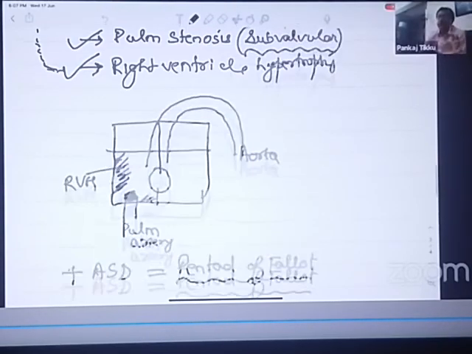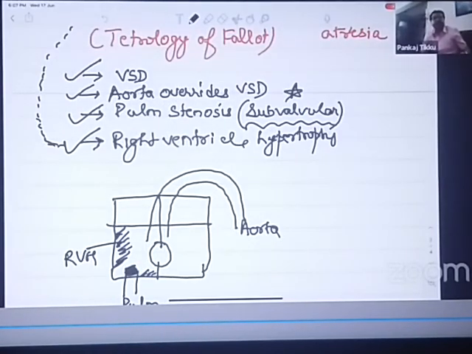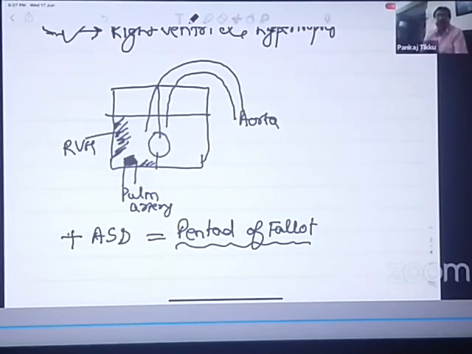I hope there is no confusion. Tetralogy of Fallot is these four components: VSD, aorta overriding the VSD, pulmonary stenosis, and a right ventricle hypertrophy. When you add ASD to this, it becomes the pentad of Fallot. Right?